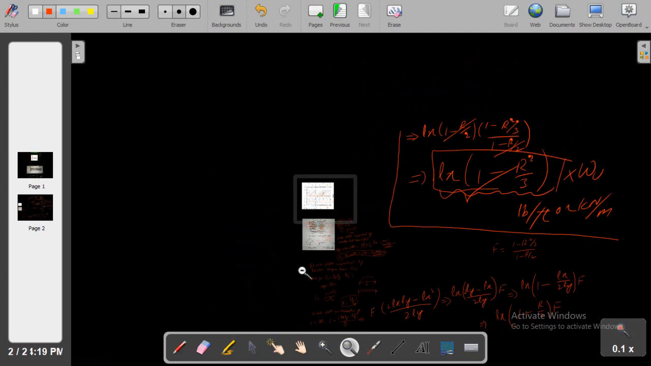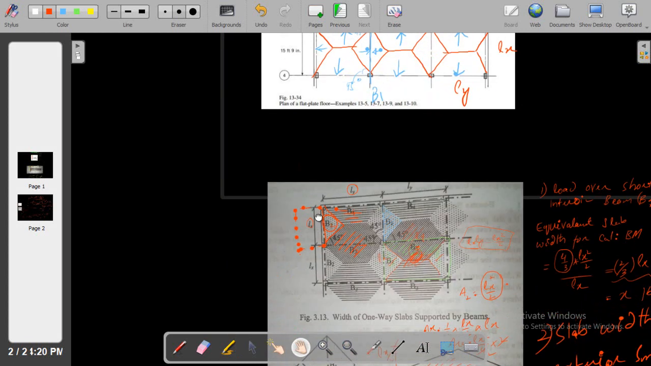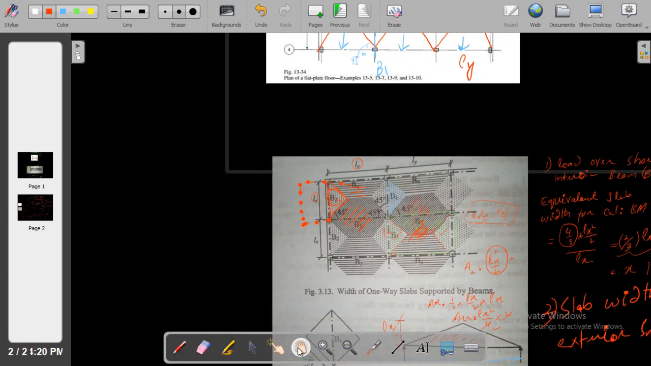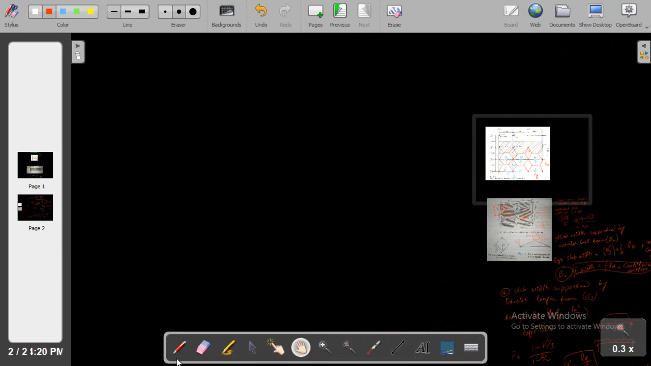Now the next case is the next beam, the exterior one, which is B4. In the case of B4, we must understand this B4. This is the final case, number 4. In this case, it is only half of that for the interior one. So this is my B4.